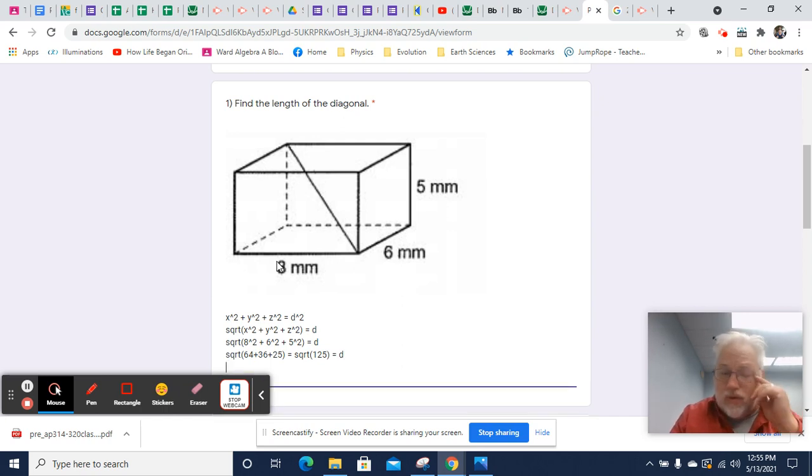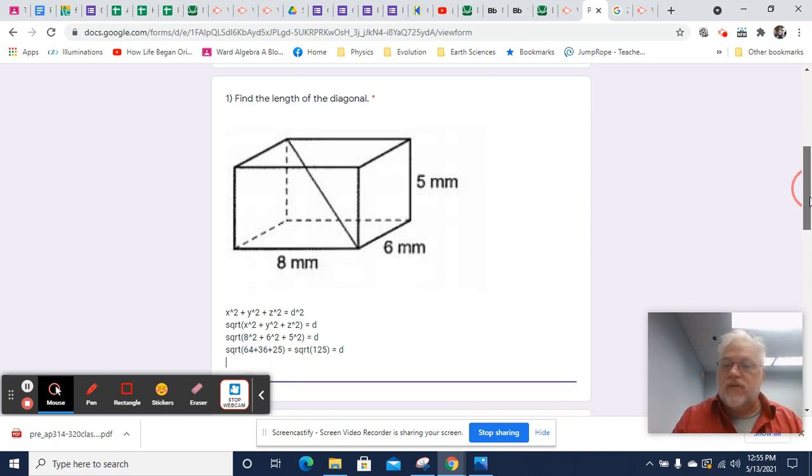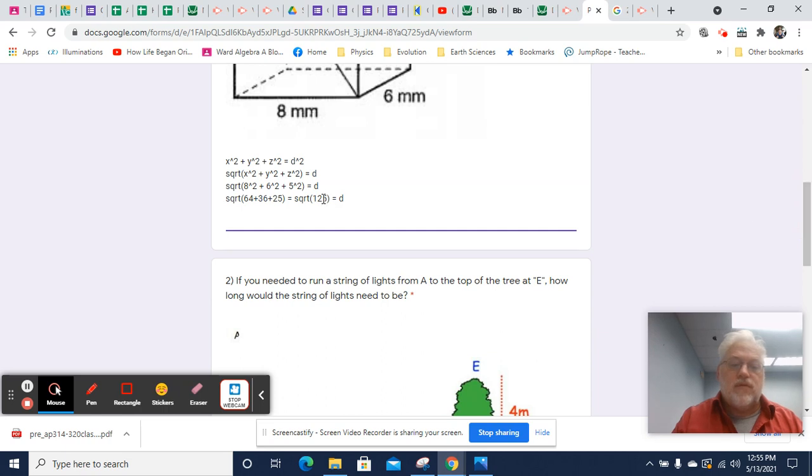So the square root of 125, well, we can factor 125 is 25 times 5, so we can pull out a 5. 5 square root of 5 equals the diagonal. And that's in millimeters. That's an exact answer. Let me just leave it that way.